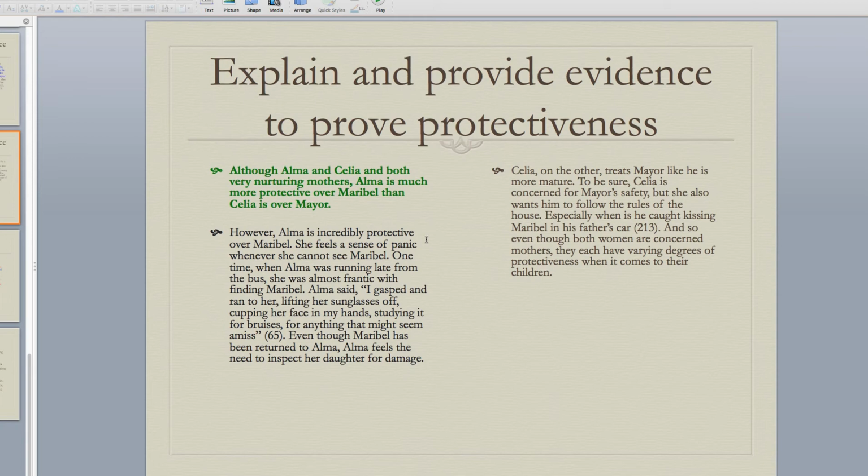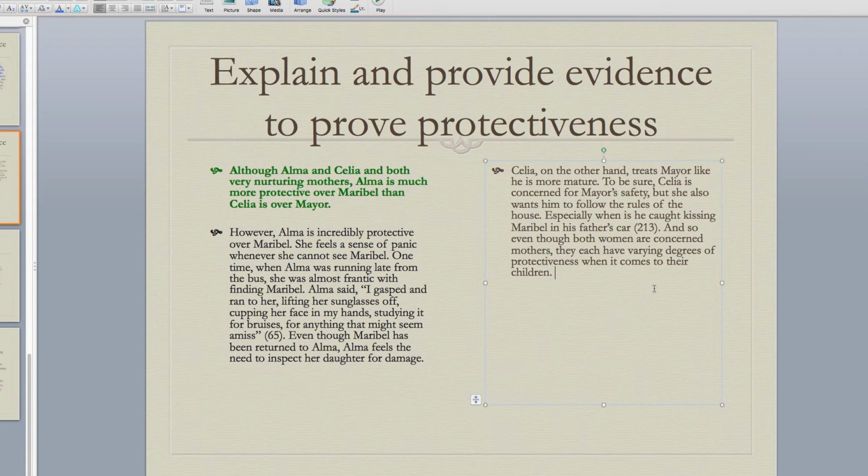One time when Alma was running late from the bus, she was almost frantic finding Maribel. Alma said, quote, "I gasped and ran to her, lifting her sunglasses off, cupping her face in my hands, studying it for bruises, for anything that might seem amiss." Even though Maribel has been returned to Alma, Alma feels the need to inspect her daughter for damage. So again, you can see that I'm providing that as an example to prove how frightened and overprotective she is. By contrast, I would say Celia, on the other hand, treats Mayor like he is more mature.